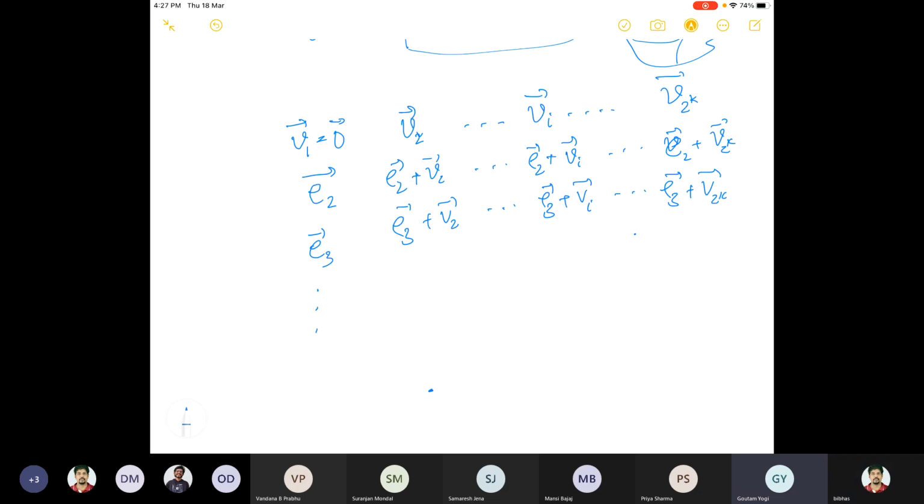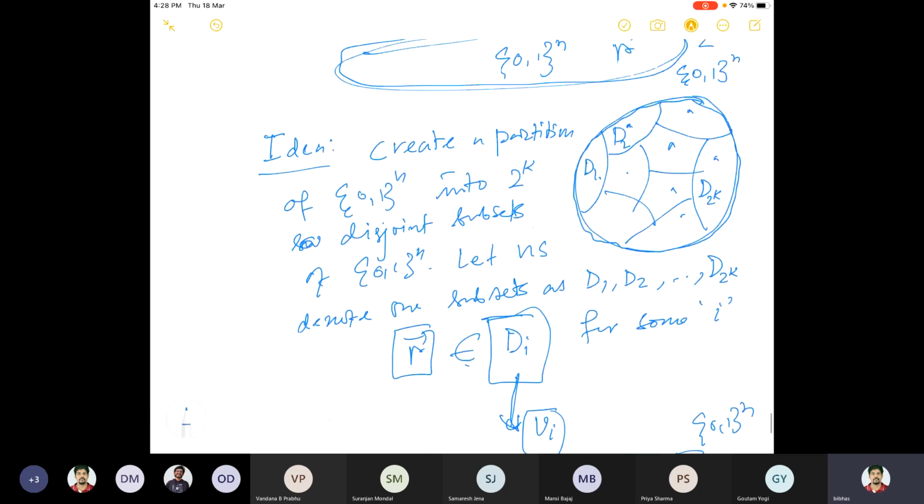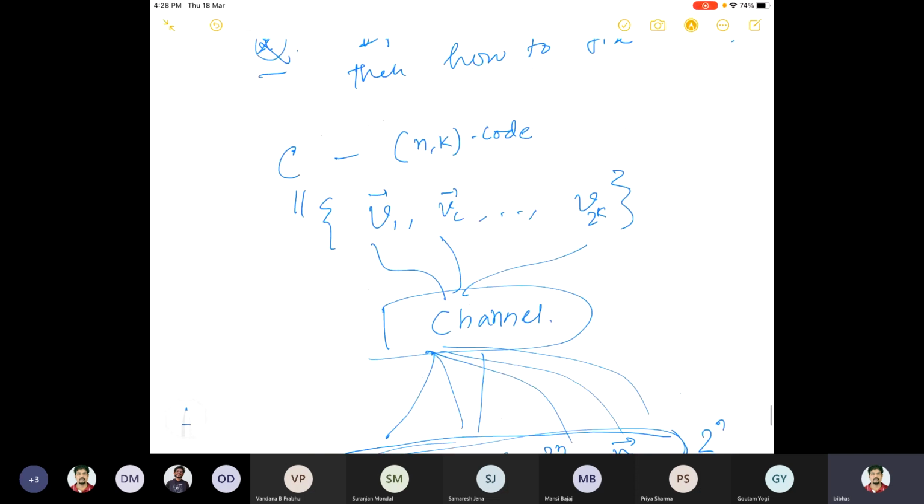So what is the length of E_i? The length is exactly the length of V1, so it is n. The length of V1 is exactly the length of V2, exactly the length of V3. V1, V2, V3, up to V^K are nothing but the code words, right? So each of V1, V2, up to V^K is nothing but n-length binary digits.